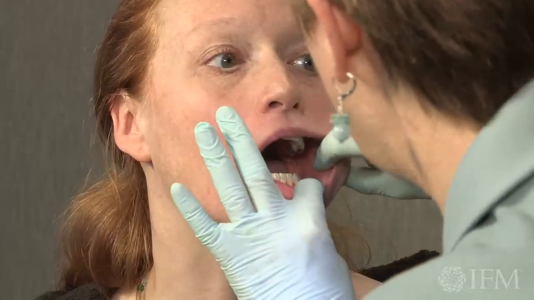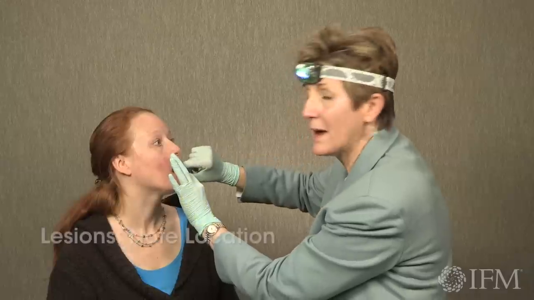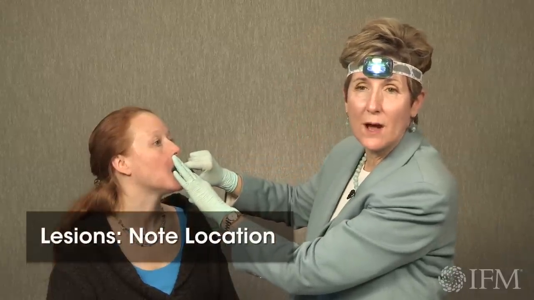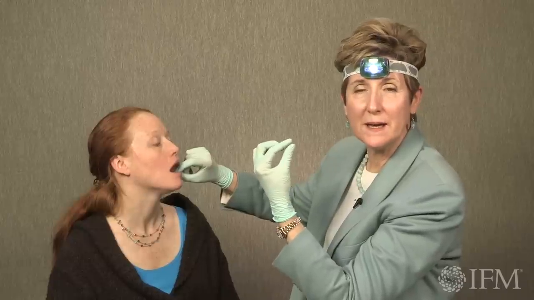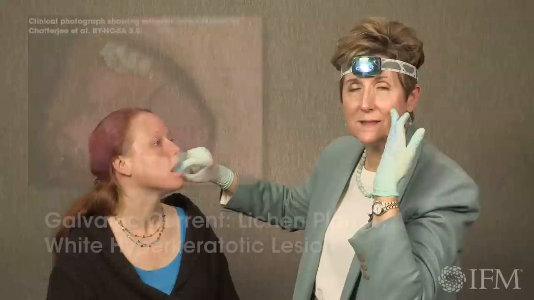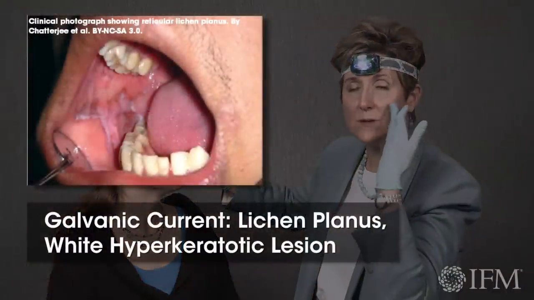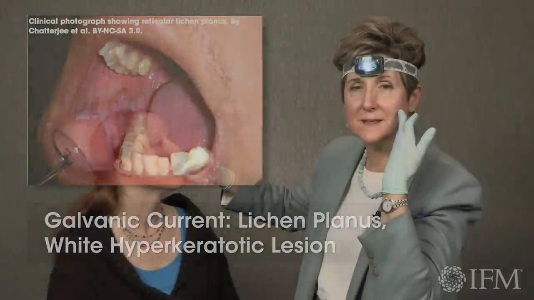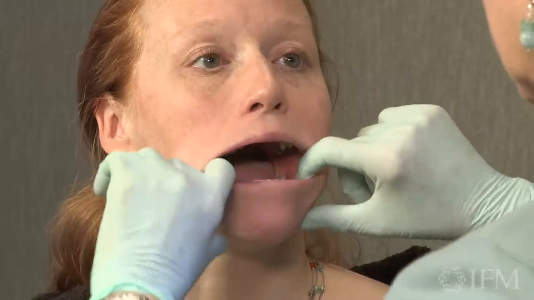If we see lesions present, we want to look at them to see if they're in proximity to dissimilar metals. Oftentimes, if there's a galvanic current that's being elicited between, say, a gold crown and a mercury amalgam, you may see some lichen planus or some sort of a white hyperkeratotic lesion that can exist on the cheeks.